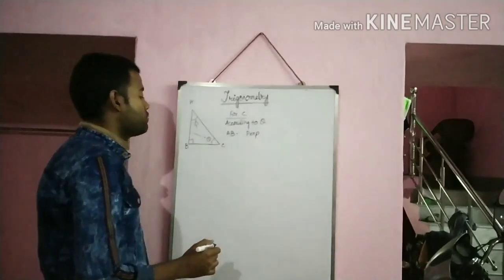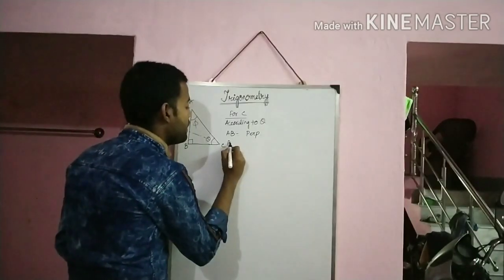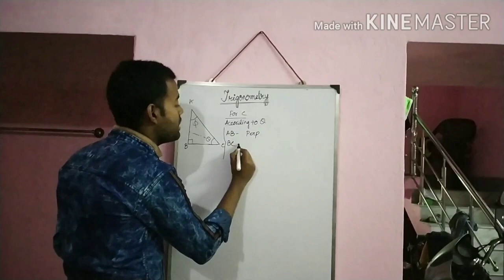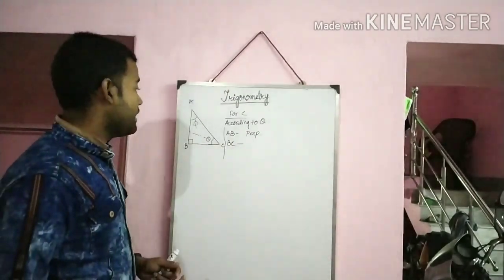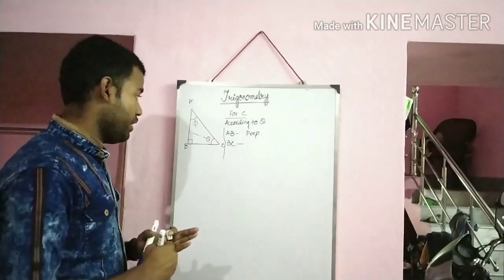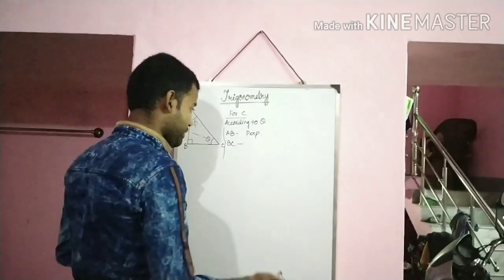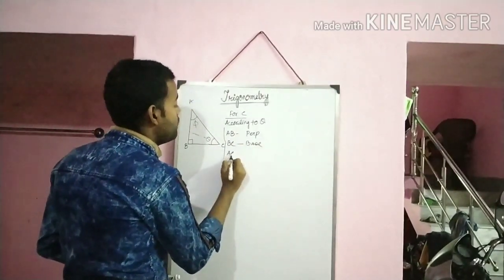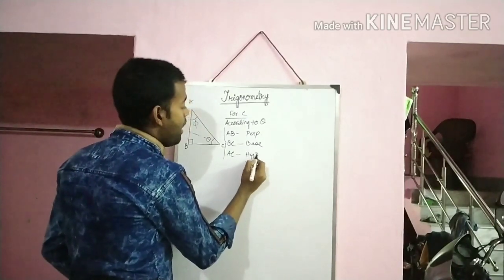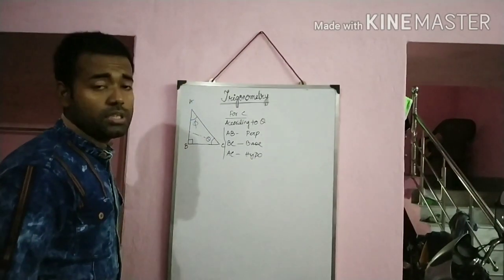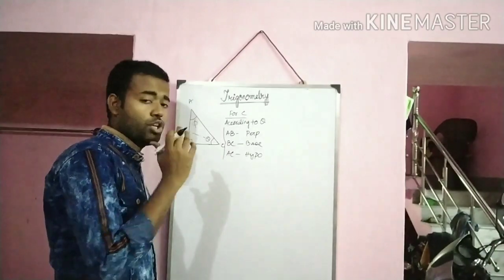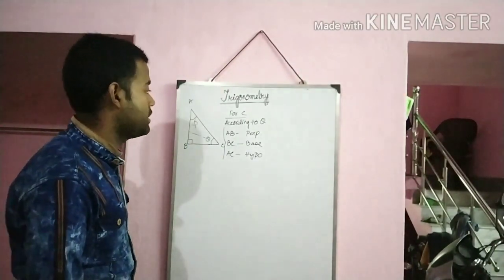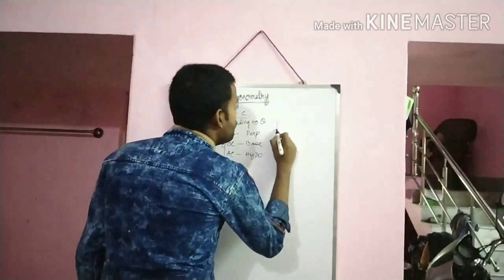Now what is the base? BC will be the base. Normally which side happens to be the base? The side that remains associated with the perpendicular, having the 90 degree angle between them, is said to be the base. And the third side is always said to be the hypotenuse. If you see my previous video on Pythagoras Theorem, you will better understand this part. Now we will do the same for A.